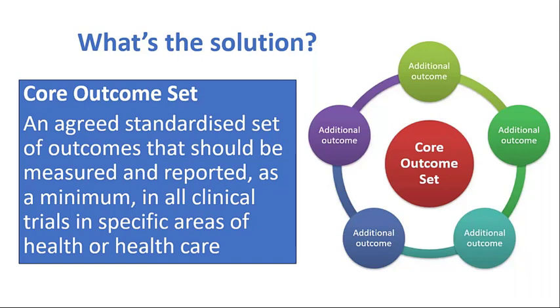A core outcome set is an agreed standardized set of outcomes that should be measured and reported as a minimum in all clinical trials in specific areas of health or healthcare. When a core outcome set has been agreed, it's hoped that researchers will use it in all studies for a particular condition or intervention, adding in other outcomes for their study if they wish. We fully expect researchers to measure other outcomes as well, but the core set is the minimum for all.